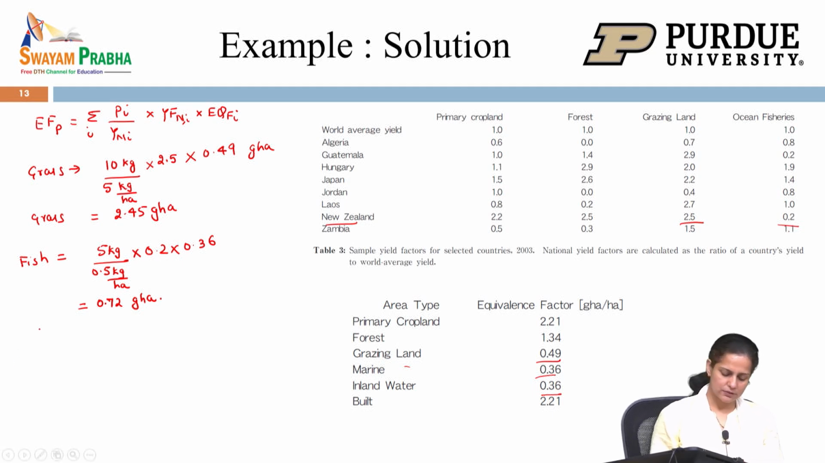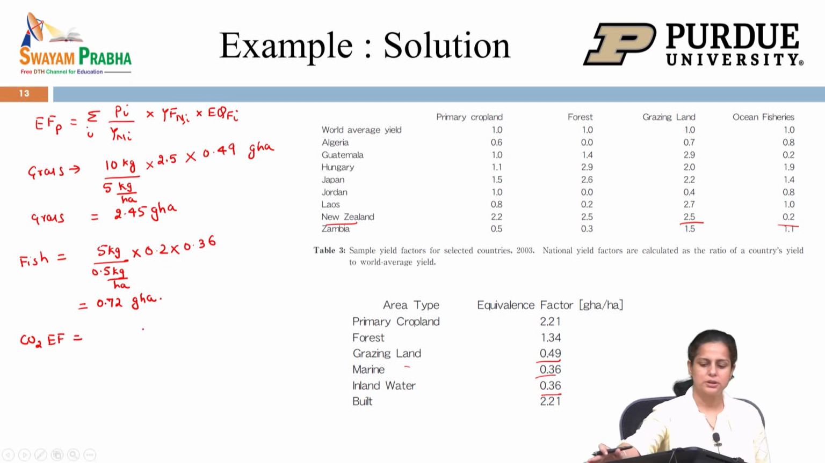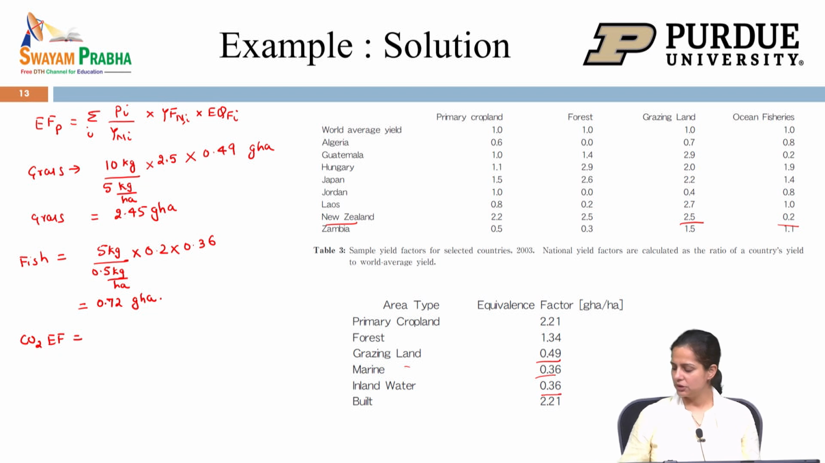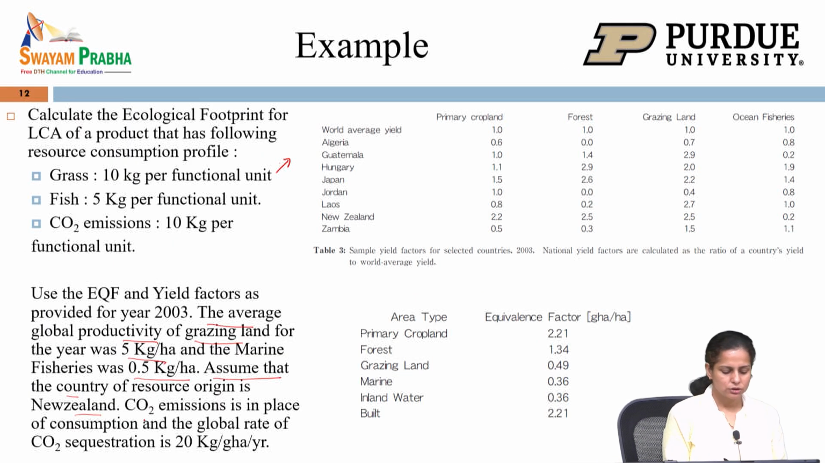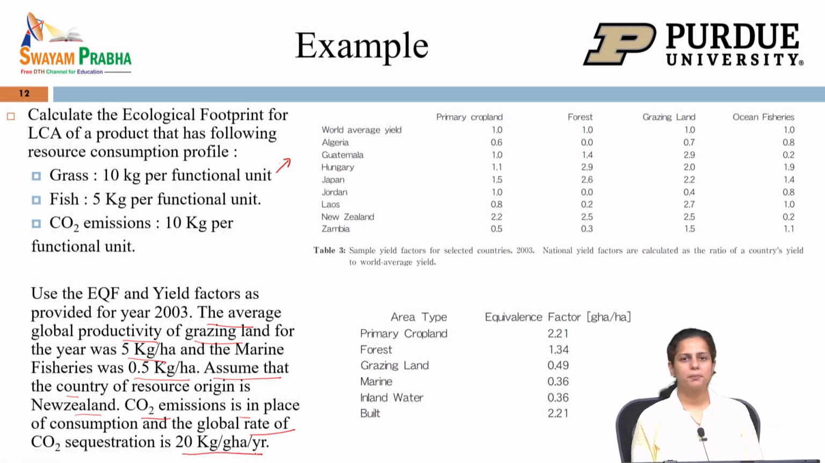And then the last is our CO2 ecological footprint. For that, the information provided for ecological footprint, for CO2 emissions, is the global rate of CO2 sequestration, given as 20 kg per global hectare. So, you are directly given how much global hectare is needed for sequestration of 20 kg. So, we can calculate the global hectare required for the CO2 emission.